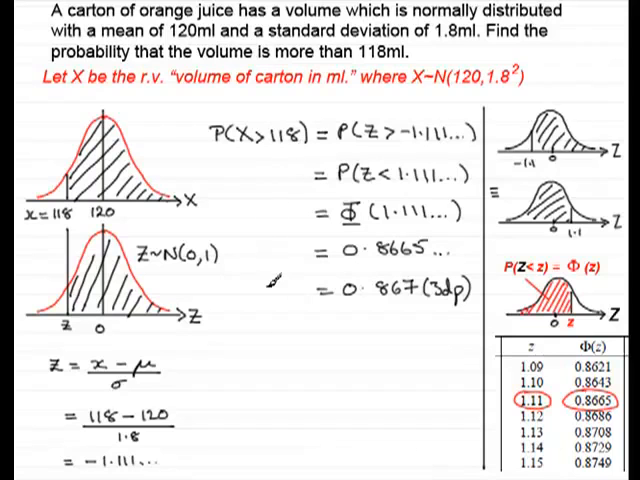So hopefully you can use this example to model problems where you've got to work out the area to the right of an observed value which is less than the mean. Okay, and that brings us now to the end of this tutorial.